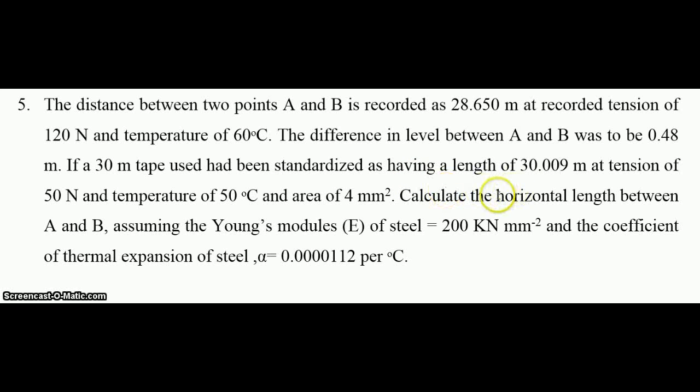Here you are required to calculate the horizontal length between A and B, assuming Young's modulus of steel as 200 kilonewton per mm square, and the coefficient of thermal expansion as 0.0000112 per degree centigrade. I'll explain this problem on the board. So let's go to another part of the video where I explained the problem on the board.